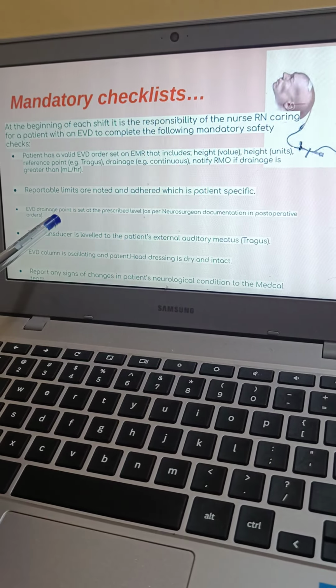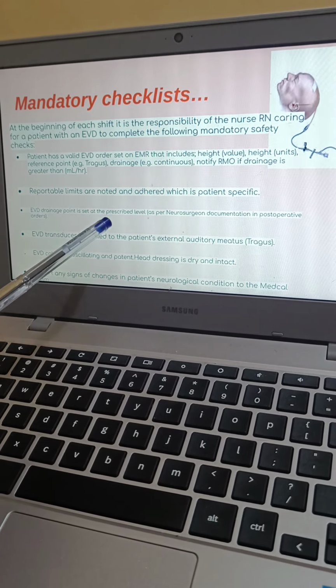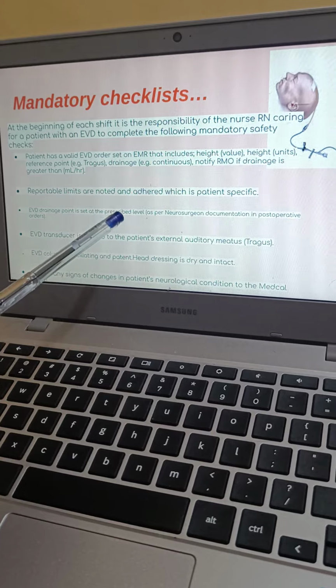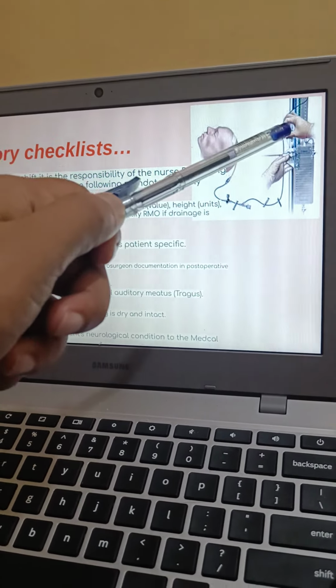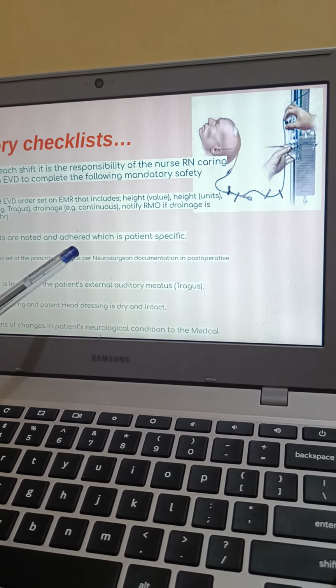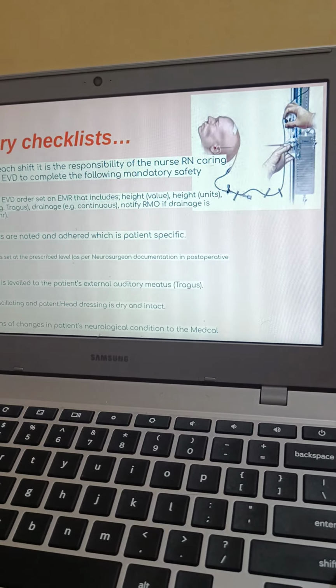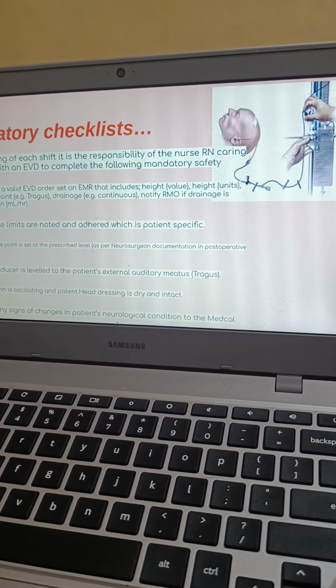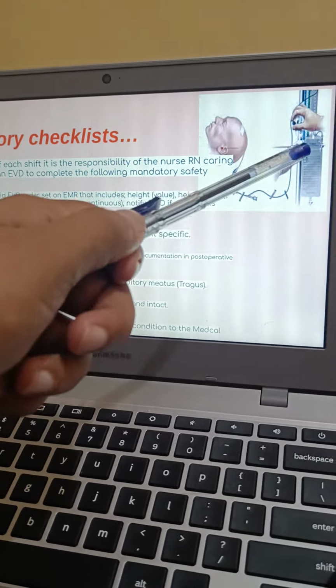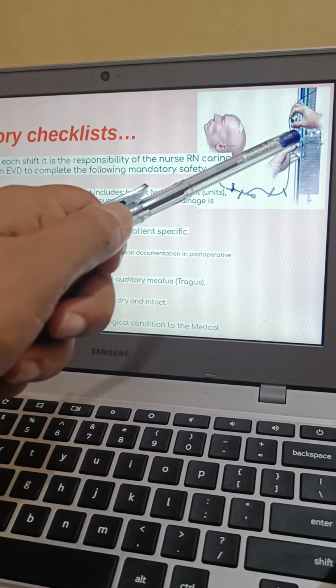Then the EVD drainage point is set at the prescribed level. What I said, whatever this pressure level is, it should be as written in the physician notes. We need to check that. Then the EVD transducer should be at the zero level.